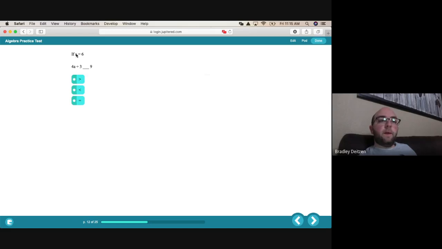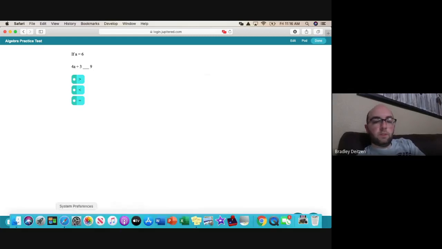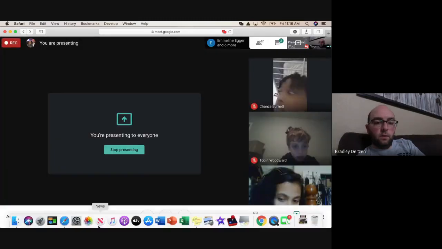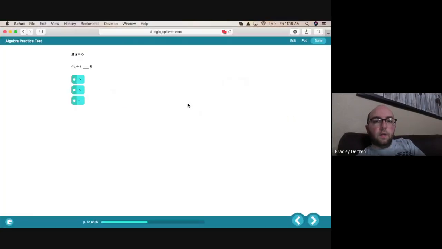Next one. A is still 6. I think it's 6 for all these problems. I took these directly from the test. I just copied and pasted, which made it easy. So we have 4 times 6, right? They're next to each other, it's multiplication. Oops, someone wants in. Hold on. That's Luke. Anyways, we have 4 times 6. That's 24. 24 divided by 3 equals 8. So 8 is less than 9.